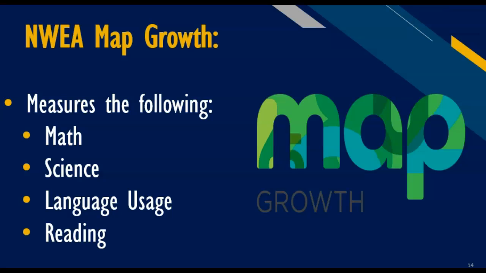One thing that is different between the iReady and the MAP Growth test is that the MAP Growth actually measures more. So it measures math, science, language usage, and reading. So it's adding in those two other subject areas for students and measuring their growth throughout the entire school year.